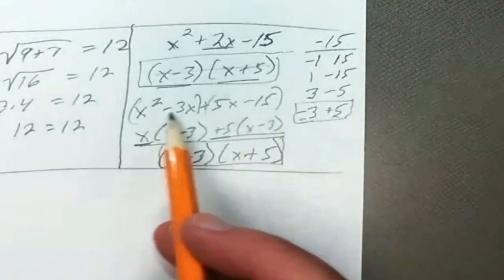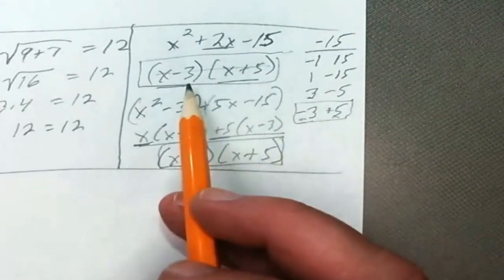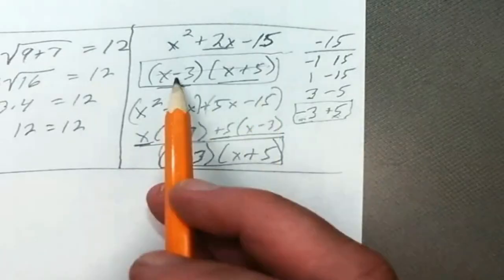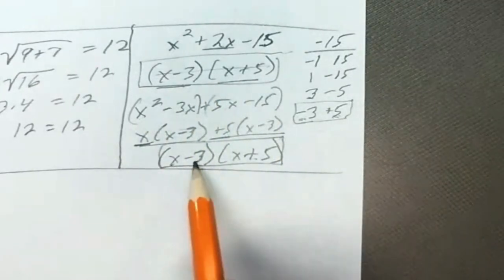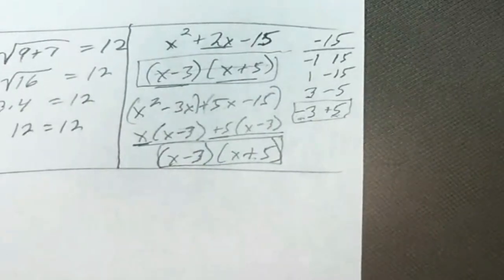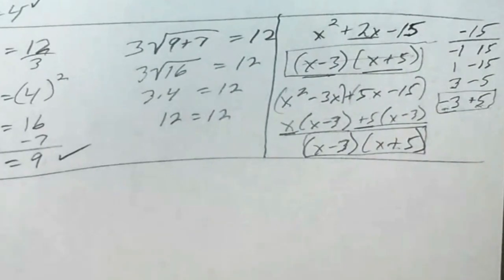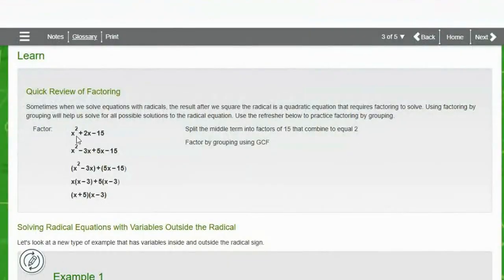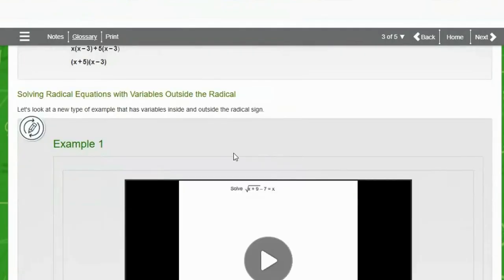But if you need to see these steps on how you get there, that's why this is kind of a shortcut. It's like, that's the two terms. But factoring by grouping gets you to the same place, just a lot more work. But factoring quadratic equations is what we're looking at. So that's what they did. All right, solving radical equations with variables outside the radical.